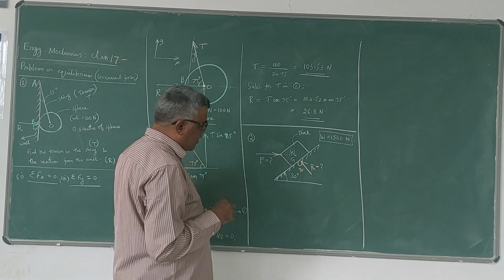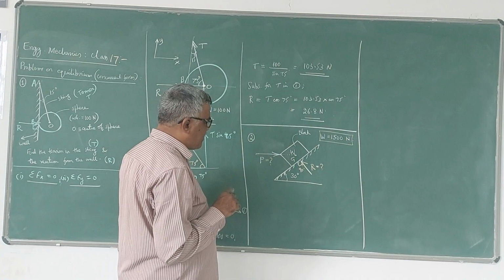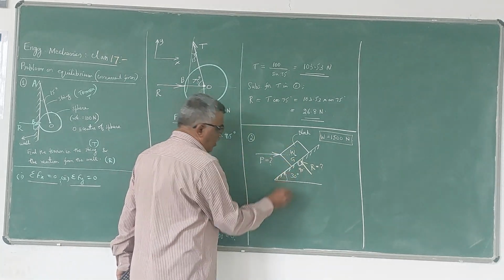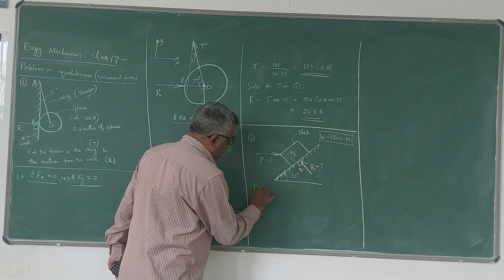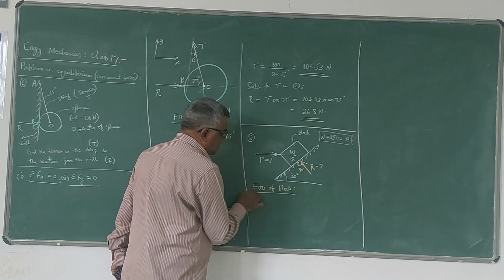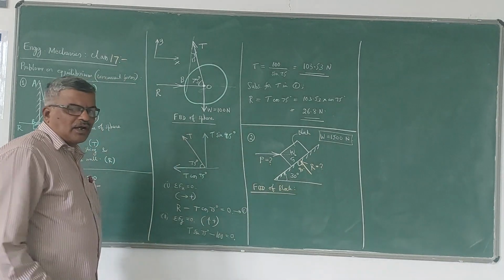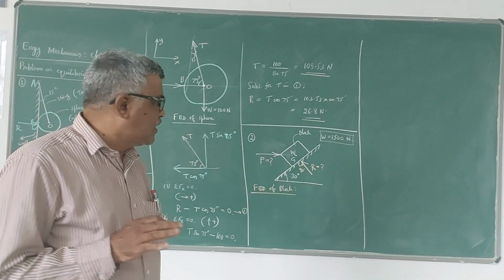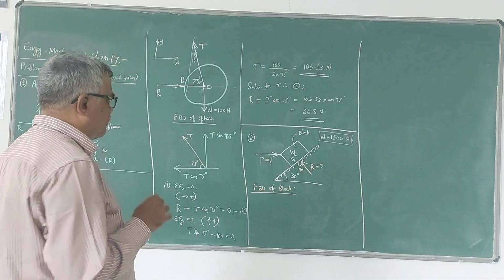Now to analyze this problem, of course we have to write down the free body diagram of this block. So I will write the FBD of block. You know how to write the free body diagram of a block. So remove all the contact surfaces, replace them by the respective reactions, and write down the forces acting on the block and also the weight of the block.